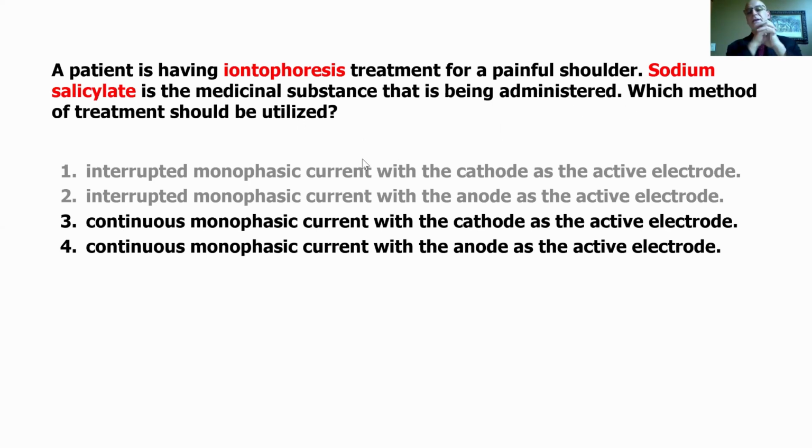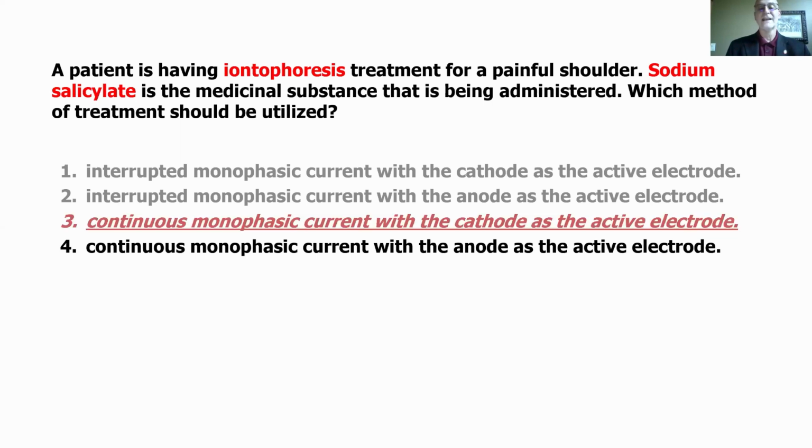Now, interrupted monophasic current is a pulsed current, and that's not what you want to use. That's the active electrode. Then it's a matter of knowing what the polarity of sodium salicylate is. There are some drugs you don't need to know a ton about, but it is negative. Now, I don't know if that helps any of you. But if it's negative, that means you put it under the like pole, which is the cathode. So the cathode is the correct answer, number 3. Remember, the cathode is the negative portion of the circuit. Don't confuse that with cations.